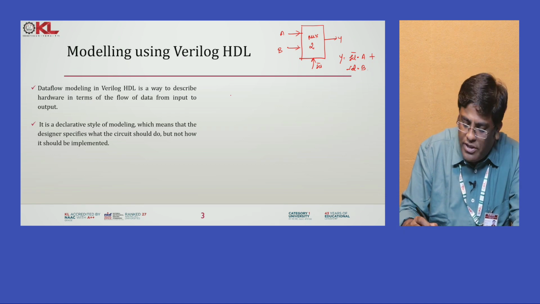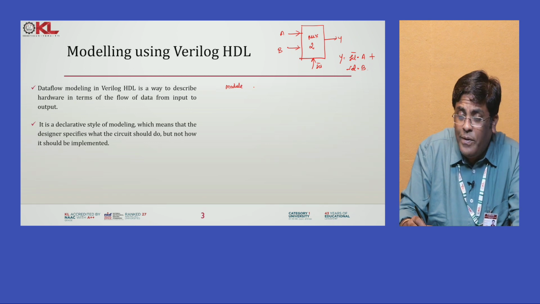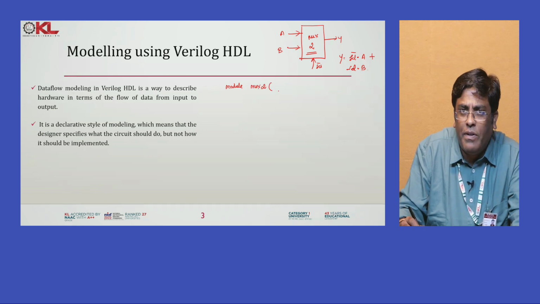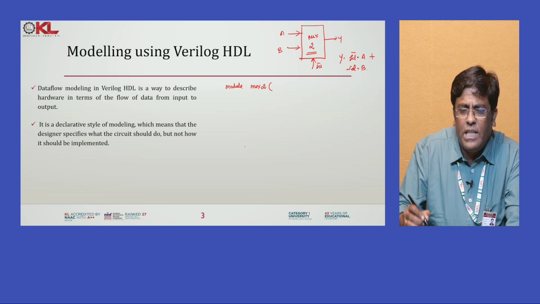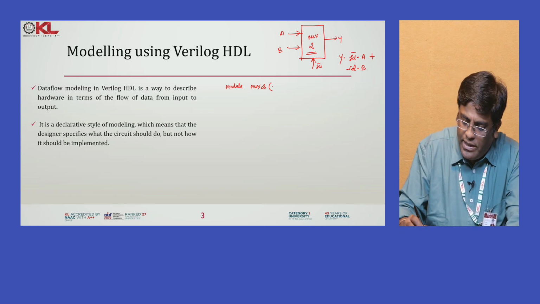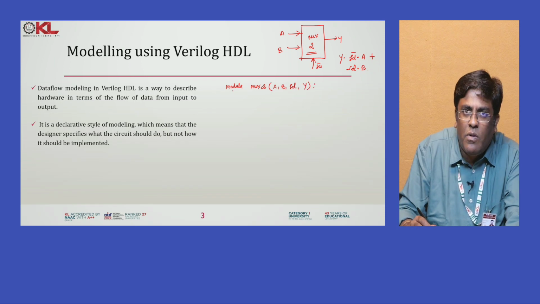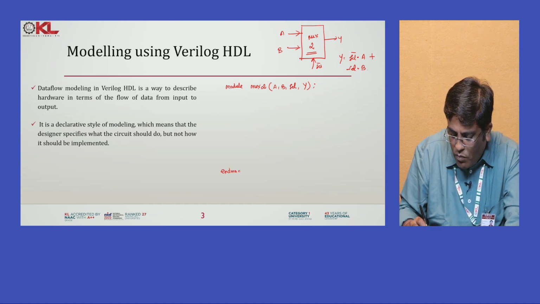So how will we start? We will start with the module, right? We start with the module, followed by what? The module name. What is the module name? Mux 2. We write mux 2, and followed by what should we write? We should write all the variables connected with the system, irrespective of input and output. So we can write A comma B comma select line comma Y. Once we start with the module, what should we end with? We should end with endmodule. We write endmodule.